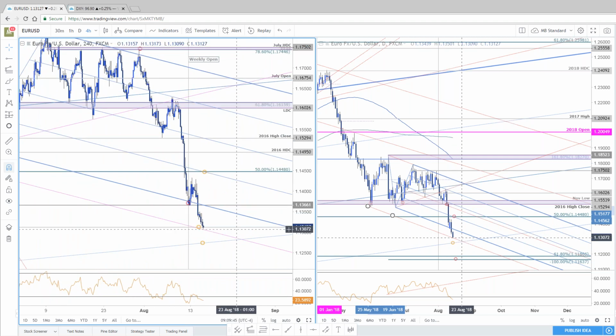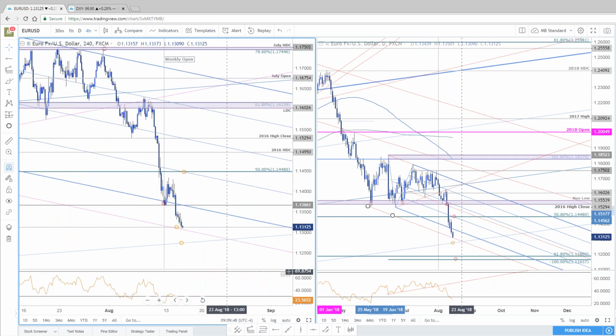So, you know, it's oversold. I'm not obviously advocating buying this, but I can't press a short from here. You know, we're at support.